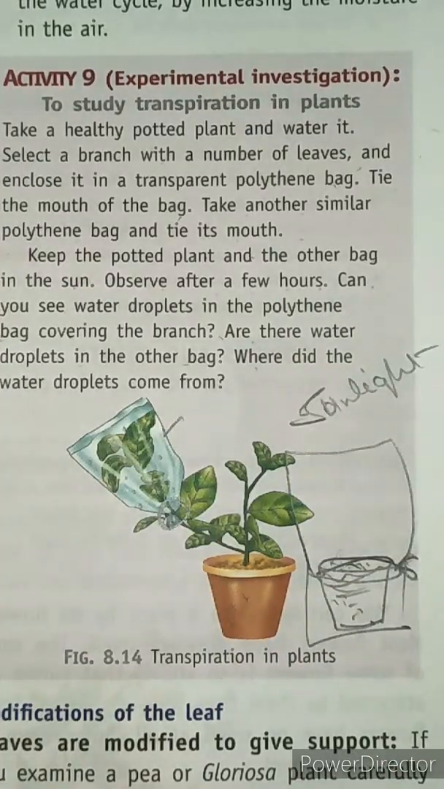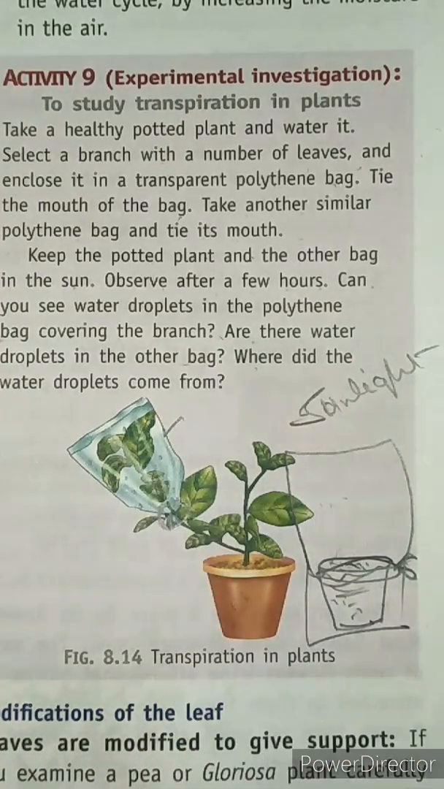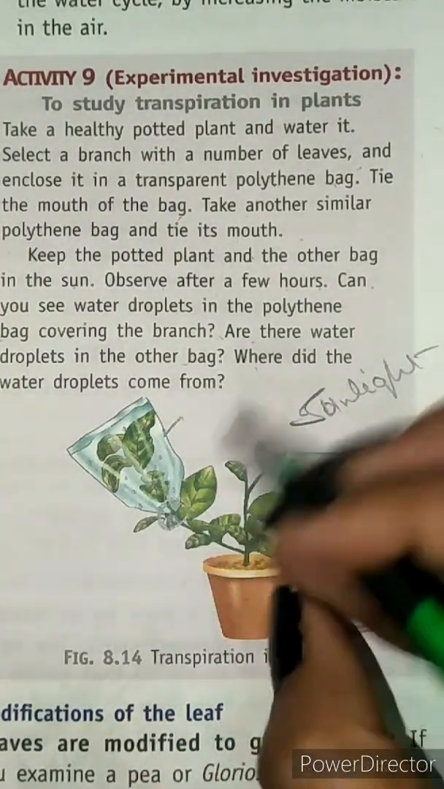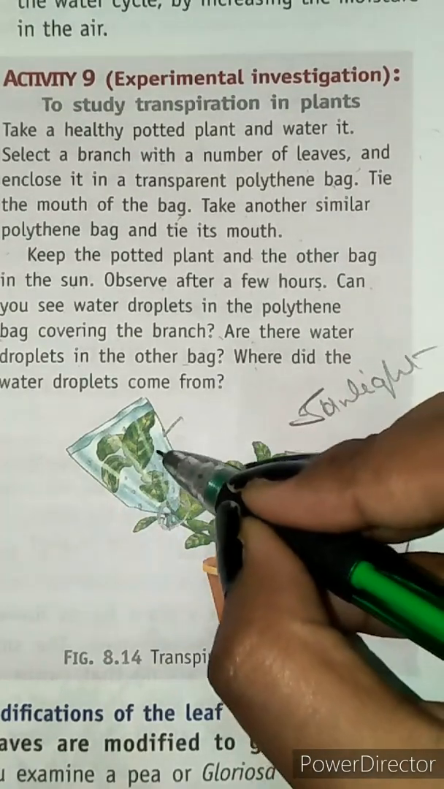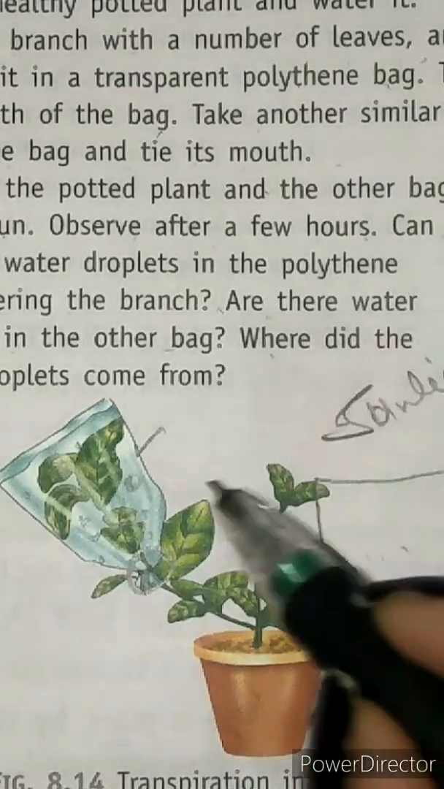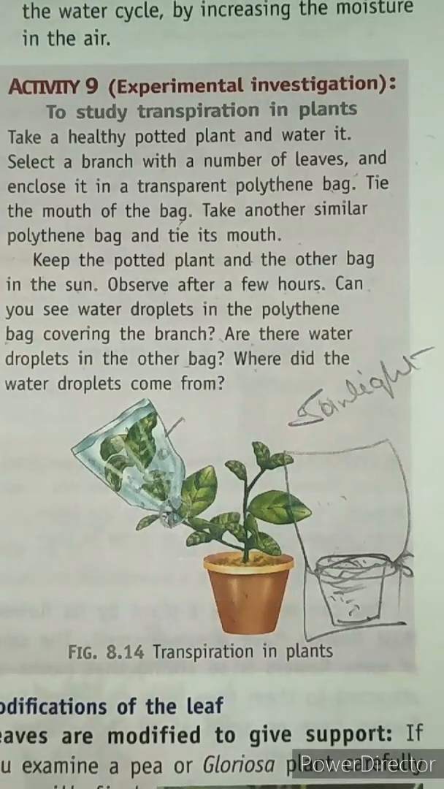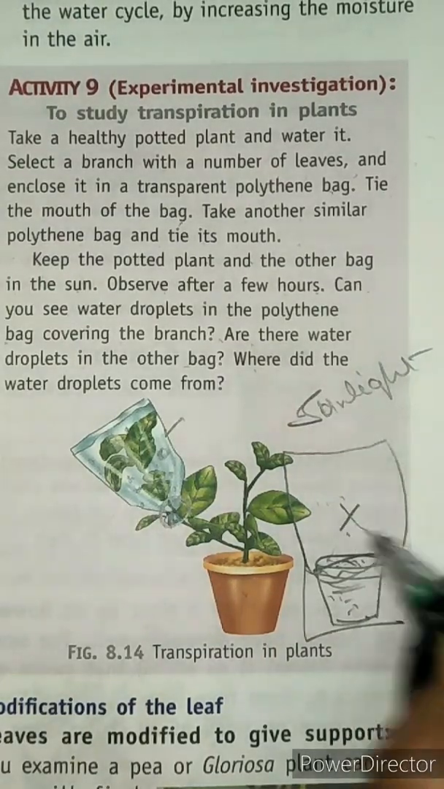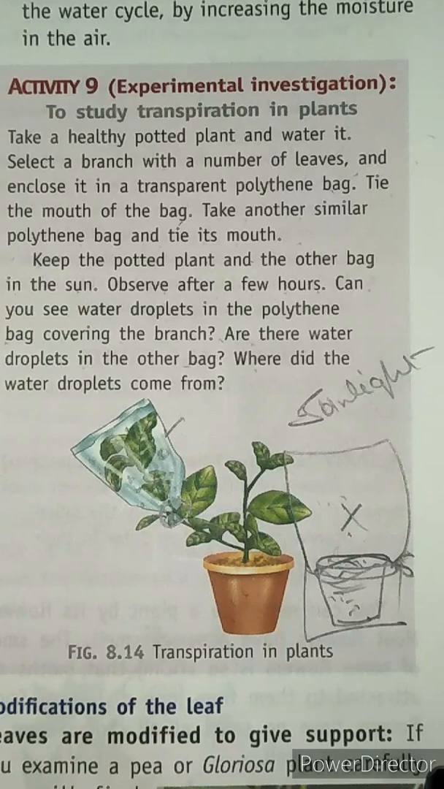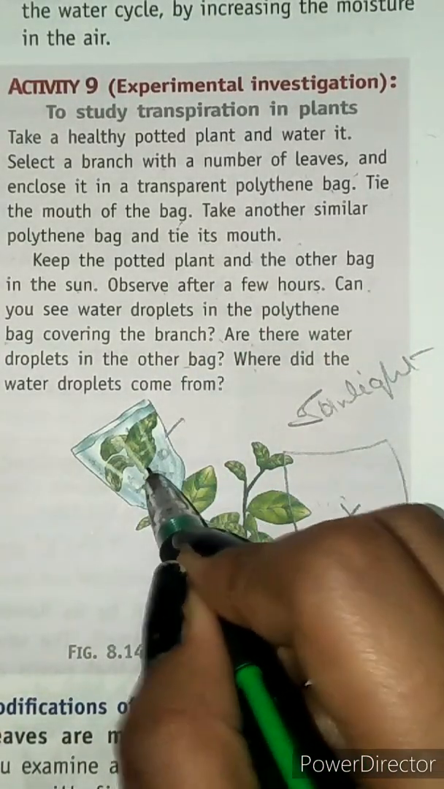Okay, so what would happen next? You will see the difference between both the pots. In this one you will find some water droplets. See these tiny water droplets. So where do these come from? And in this one no water droplet will come. Why? So this is how we can say that during transpiration loss of water occurs.